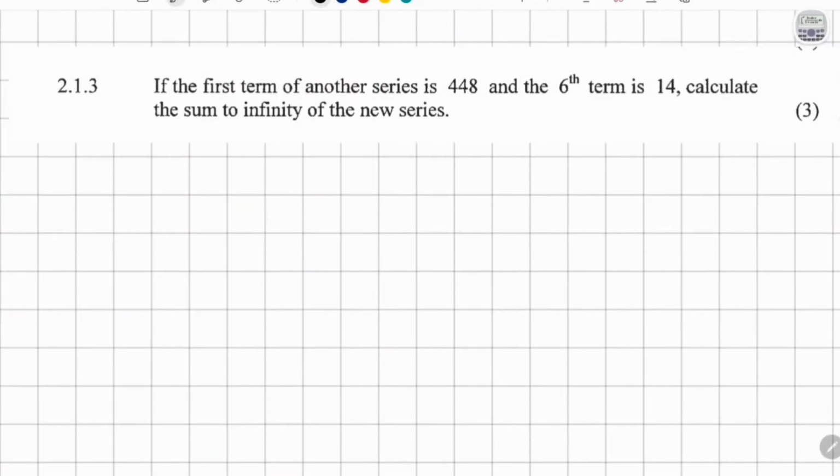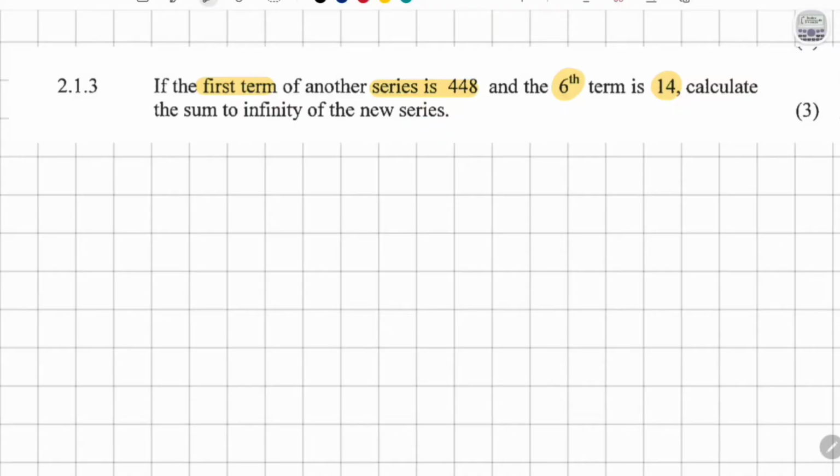Then 2.1.3 says, if the first term of another series is this. So again, they're giving us the first term of another series, so it doesn't have anything to do with the previous one. So the first term of the other series is equal to 448, and the 6th term is 14. Calculate the sum to infinity of the new series.